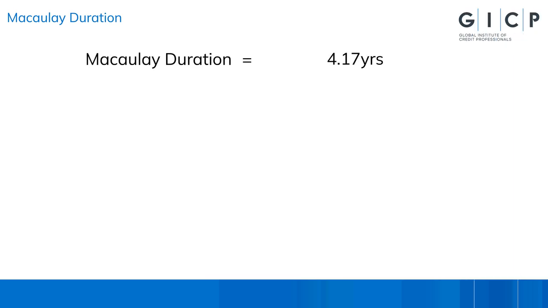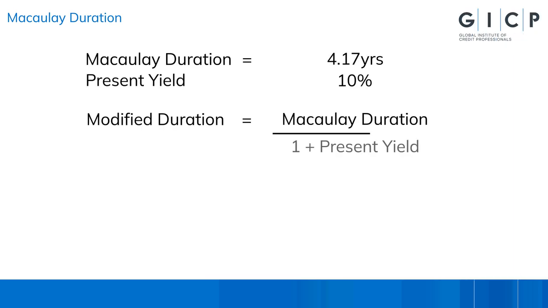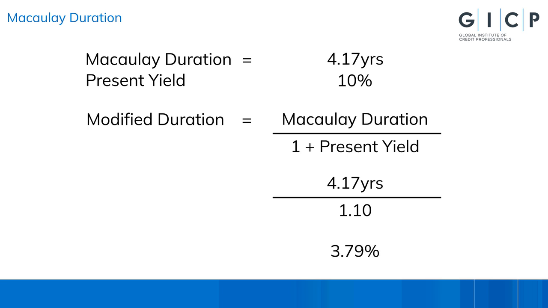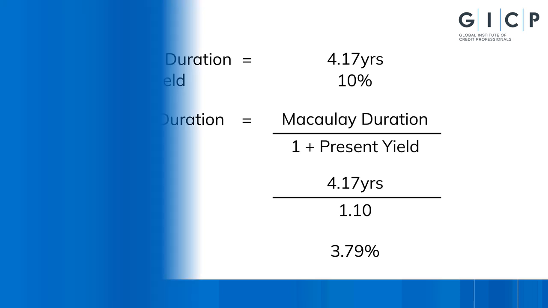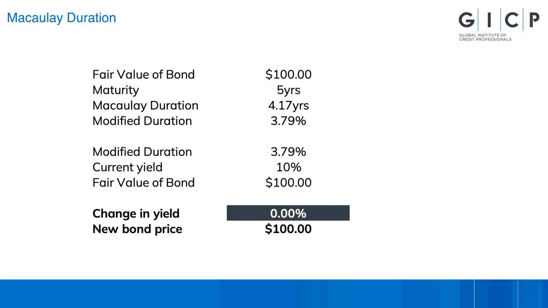If we revert to our original numbers, a yield of 10%, a coupon of 10, and a maturity of 5 years, which gave a Macaulay duration of 4.17 years, then we return a modified duration of 3.79%. This means that if the present yield of 10% increases by 1%, then the bond price would fall by 3.79% from 100 to 96.21.